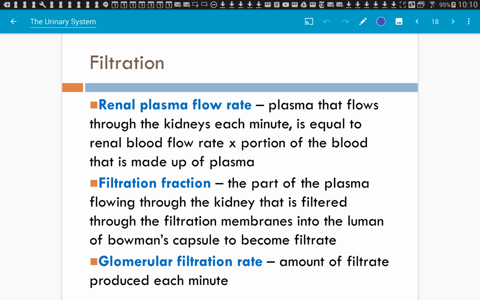Okay. So filtration, remember this is step one. And so these are some definitions. The one that was pretty important for you to know is the glomerular filtration rate. This is basically how much filtrate, the stuff that has passed through the glomerular capillaries into the Bowman's capsule, is made each minute. And that can change depending on what the juxtamedullary apparatus is doing.